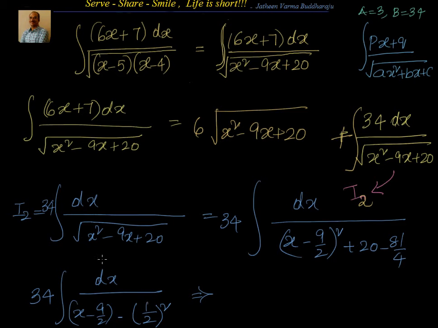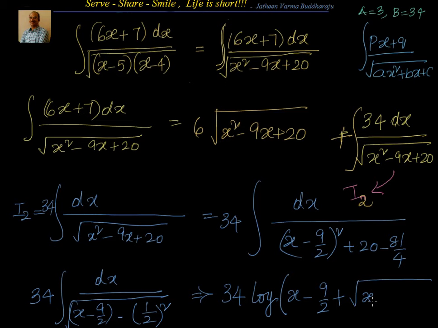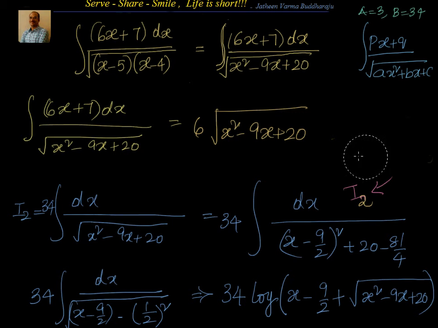So this is of the format of the integral of 1 by root of x square minus a square, and we know the formula for that is log of x plus root of x square minus a square. So the answer is 34 log of x minus 9 by 2 plus root of x square minus a square, where the expression given in the problem is x square minus 9x plus 20. So this will go into the I2 part instead of here. Let's try to simplify, erase this and substitute with our answer.